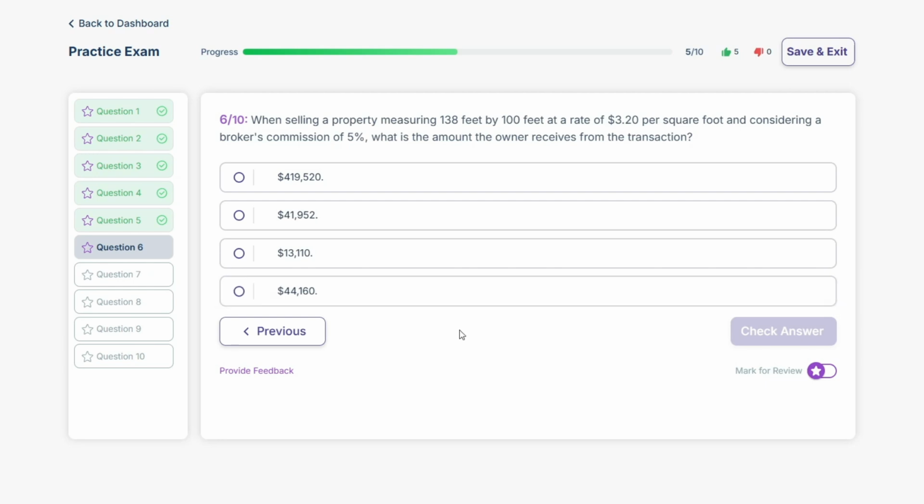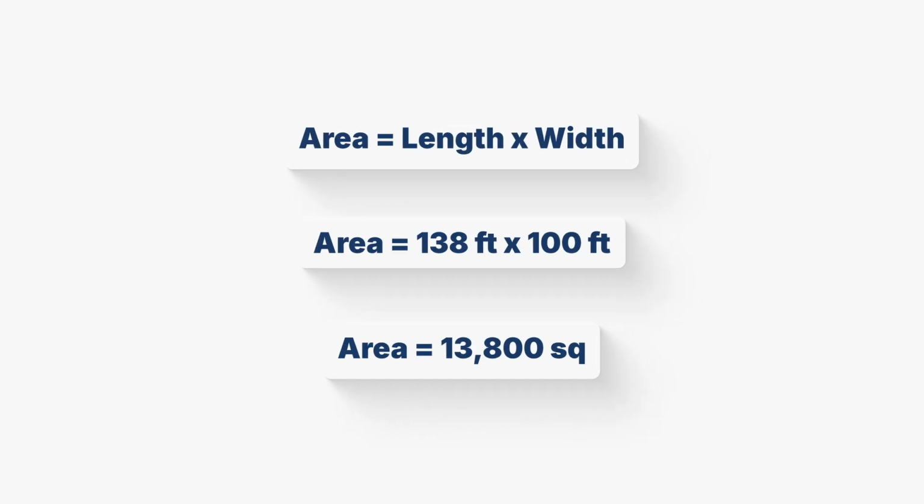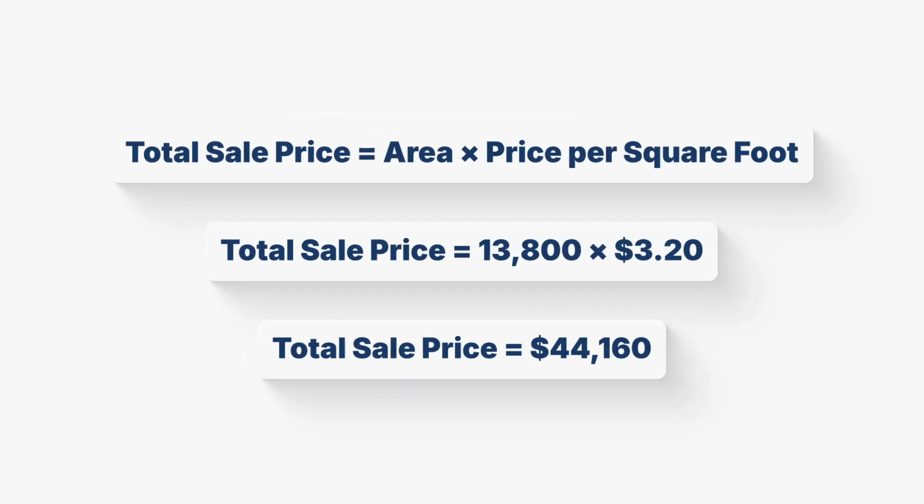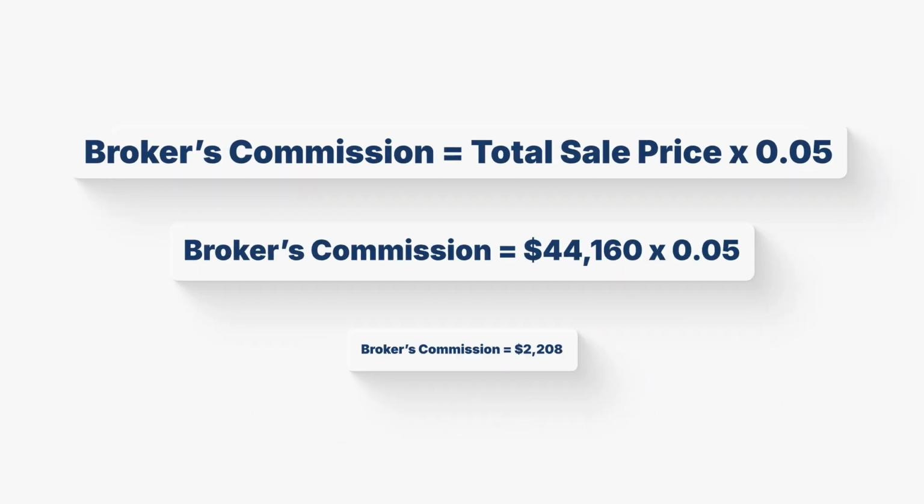Take your time. To know the amount the owner receives at the end, we need to know the total sale price first. To calculate the area of a property, we multiply the length by the width. For example, if the length is 138 feet and the width is 100 feet, the area is 13,800 square feet. Next, to determine the total sale price, we multiply the area by the price per square foot. If the price per square foot is $3.20, the total sale price is 13,800 square feet times $3.20 equals $44,160.